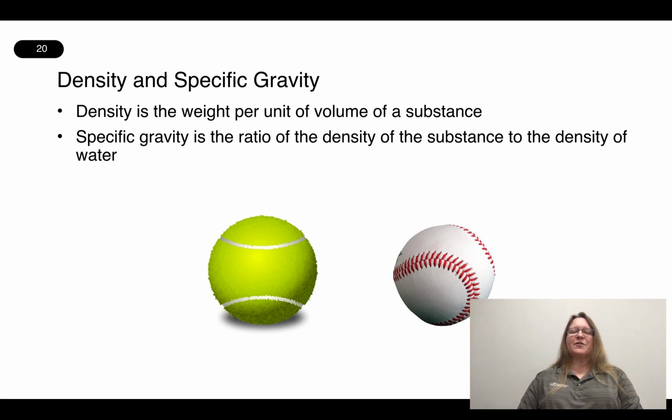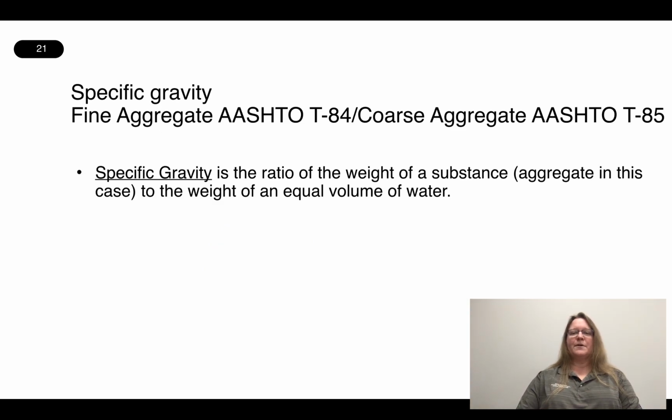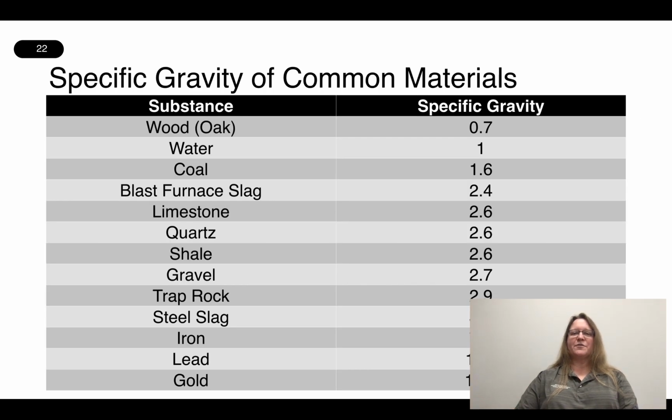And specific gravity is the ratio of the density of a substance to the density of water. So again, it's the ratio of the weight of a substance to an equal volume of water. And this shows some common materials and how they compare with water.